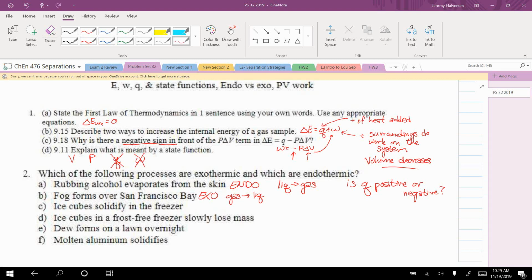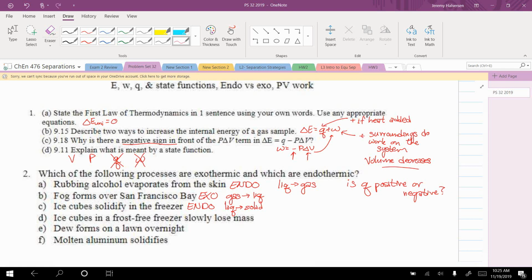Okay, ice cubes solidifying in the freezer. Well, those are going from liquid to solid. That's going to release energy, because often it's easy to think about these if you reverse it. So if I'm going from a solid to a liquid, I'm trying to melt something, I have to add energy. So then to freeze it, it would be removing energy.